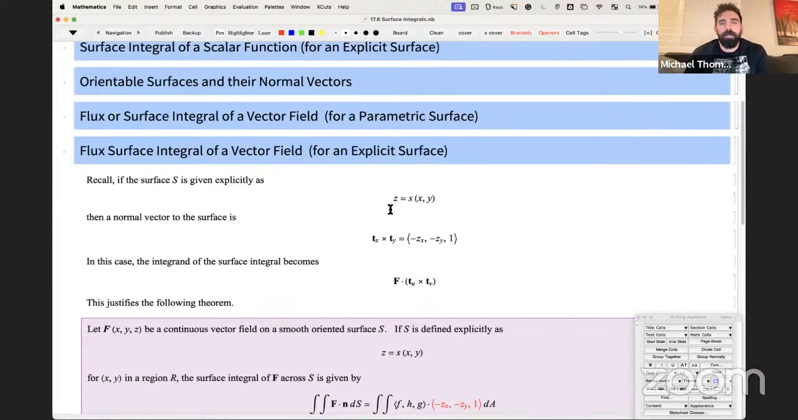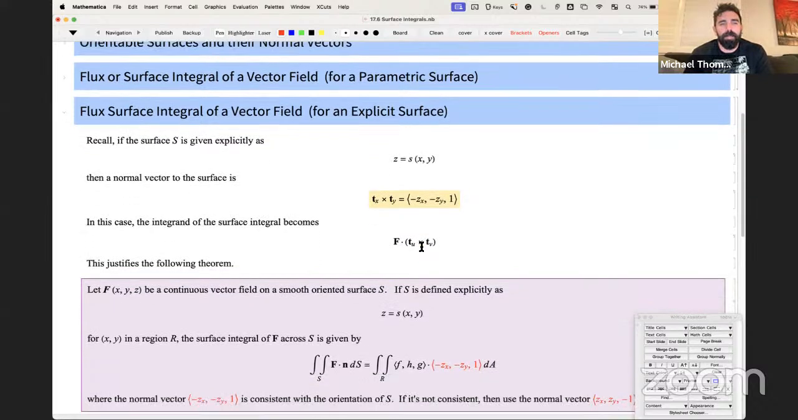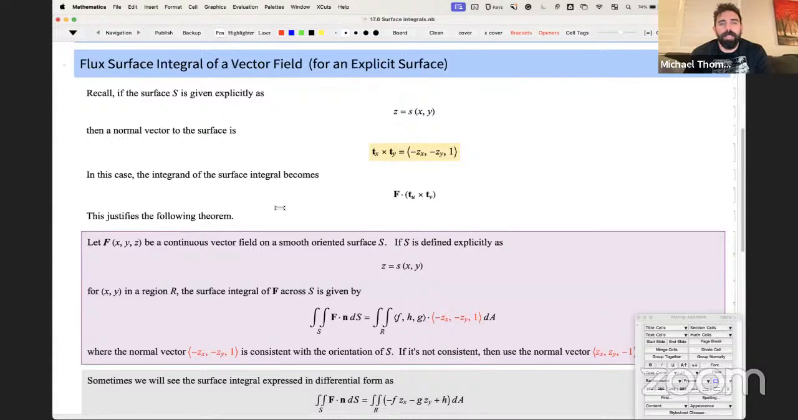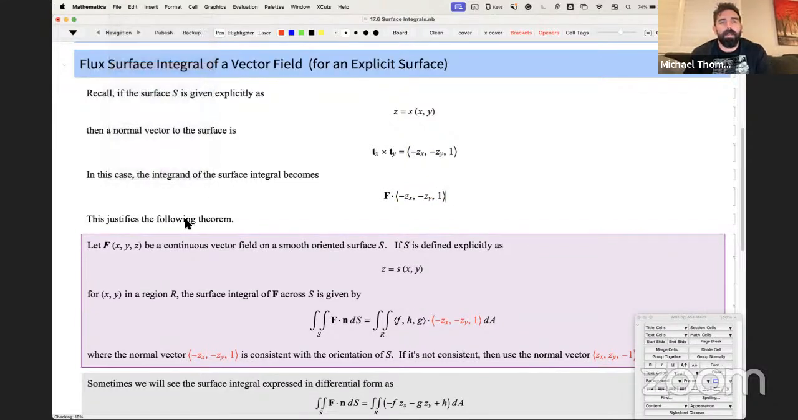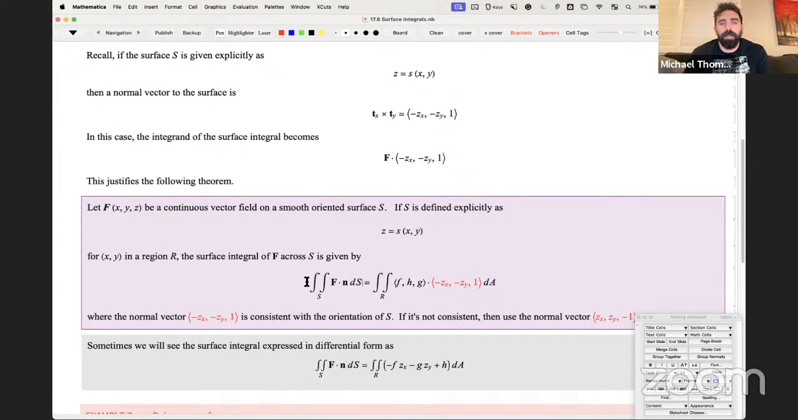If S is given explicitly, like so, as a function of x and y, we already know that a normal vector to the surface is given by this. We proved this above. What happens in this case is that the integrand of the surface integral becomes that guy, and then everything else follows. We just use what we learned above and plug everything in. So there's your flux integral.